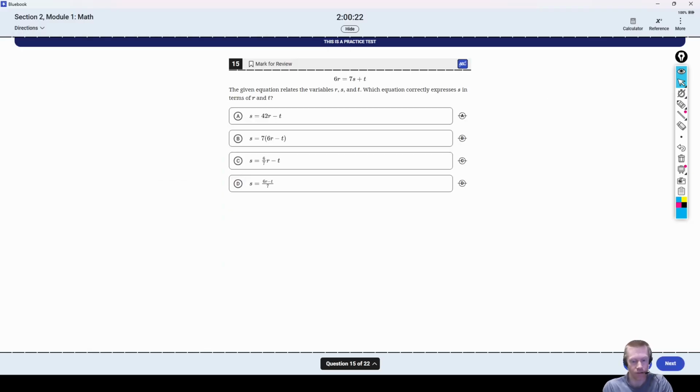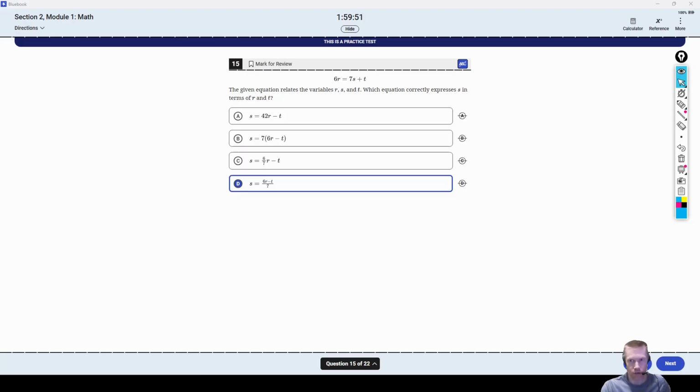All right, next, here you have a basic formula. First, I'll show you how to do this by hand, and then I'll show you how to do it in Desmos. So if you want to solve this for s, first thing we're going to do is subtract t on both sides. 6r minus t equals 7s. And then just divide by 7. So the whole thing gets divided by 7. So looking at these answer choices, it looks like it is going to be answer choice D, 6r minus t all over 7.